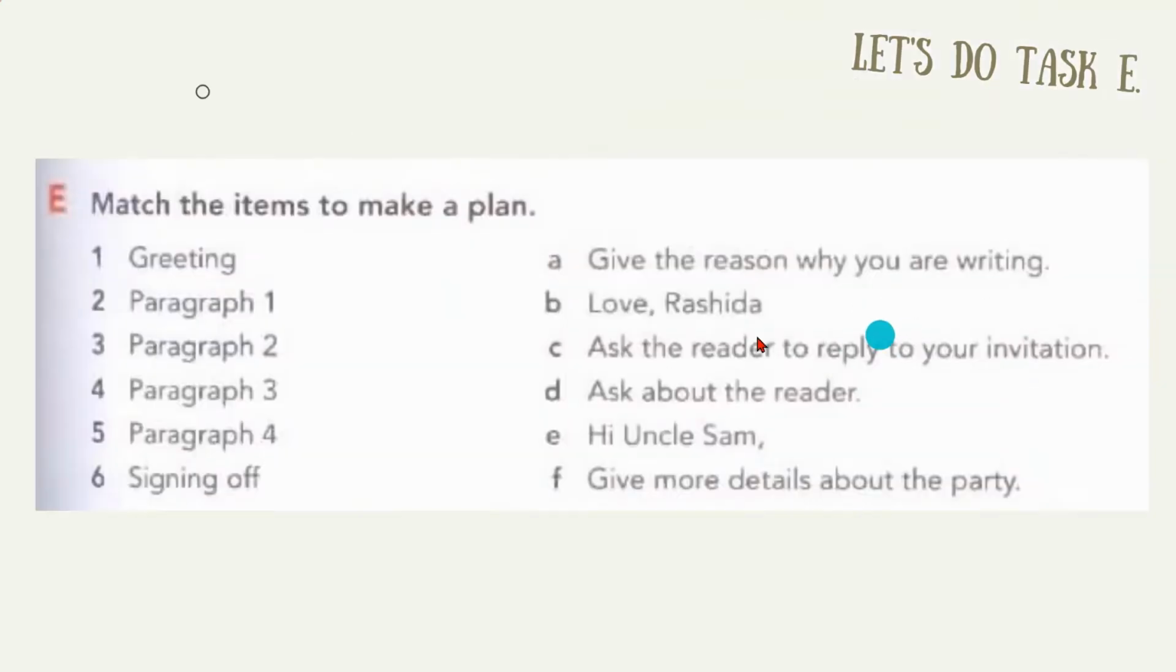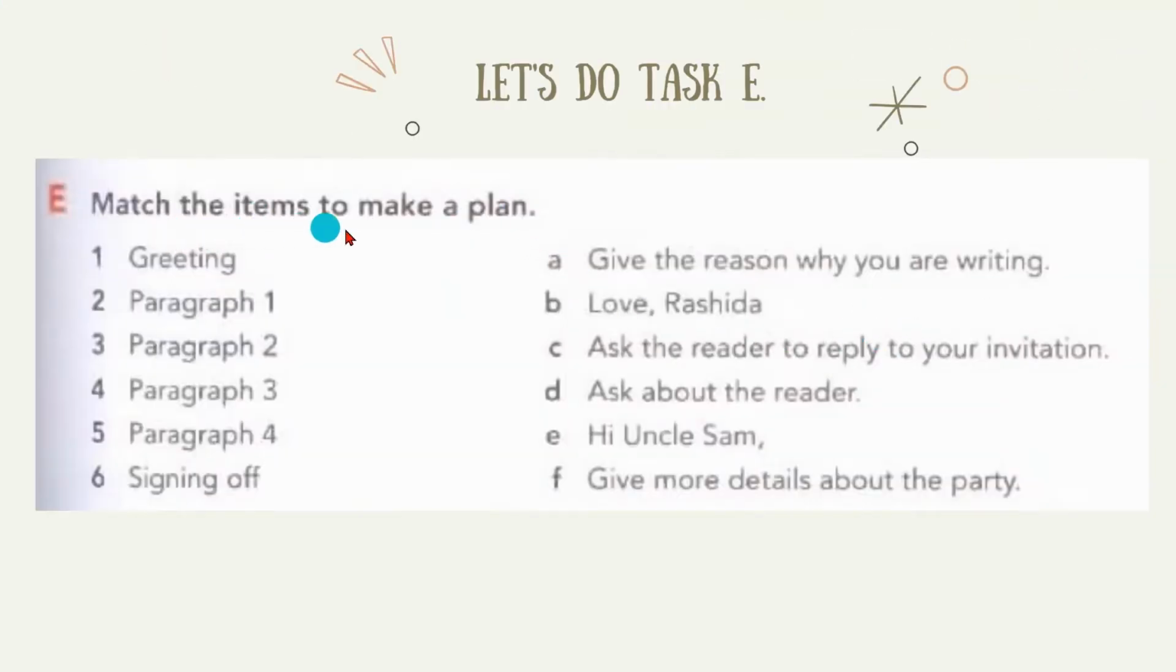Let's move on to task E. You have to match the items to make a plan. These are the items that you need to write an email. There are 6 items over here, and these are sample sentences that you can write. Number 1, greeting. Number 2, paragraph 1. Number 3, paragraph 2. Number 4, paragraph 3. Number 5, paragraph 4. And lastly, number 6, signing off.